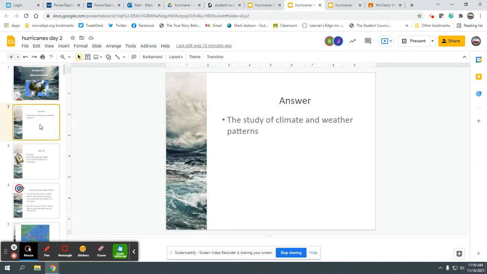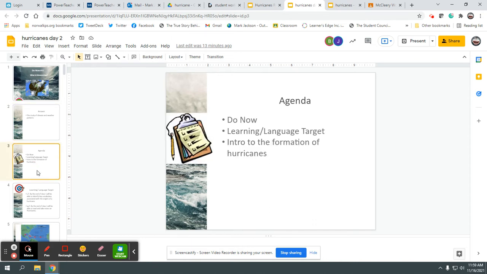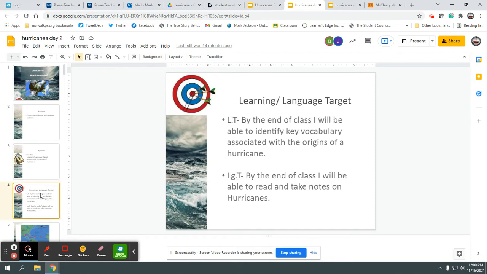All right, welcome back. So, meteorology is the study of climate and weather patterns. So, why it rains in certain spots, why is it sunny in certain spots. These are all different ways that meteorologists can help predict the weather. For today, we just did the do now. I'm going to go over your objective, and then you're going to take a look at the introduction to the formation of hurricanes.